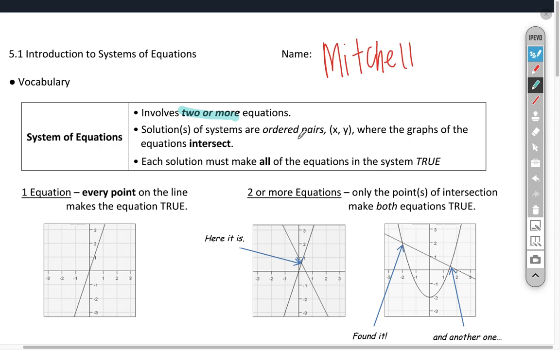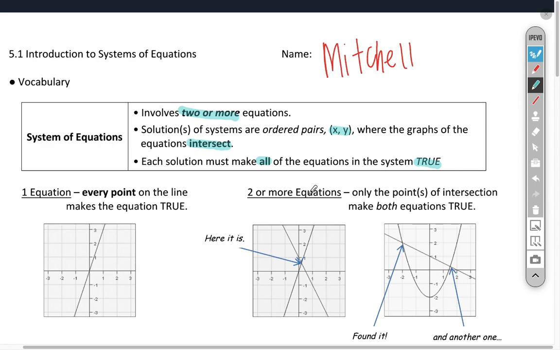Solutions of systems are ordered pairs where the graphs of the equations intersect. So that's what you need to remember. Each solution must make all of the equations in the system true. If the ordered pair does not work for both equations, it is not a solution. For example, with one equation, every point on the line makes the equation true, so there are different ordered pairs that work for this equation.